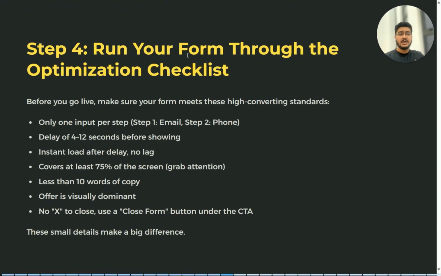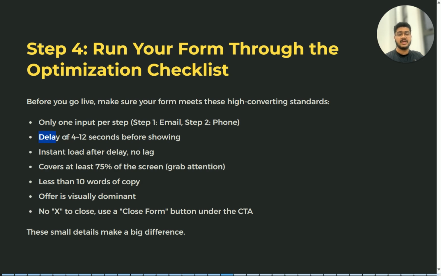So step 4, run your form through the optimization checklist. Mark this checklist, write it down. Every time you create a pop-up form, go through it before you go live. Make sure your form meets these high-converting standards. Only one input per step. Step 1, email. Step 2, phone number. Don't ask two things at the same time. If you leave the name out of it, you don't need somebody's name. Everybody kind of knows that it doesn't matter if you call them by their name or not.